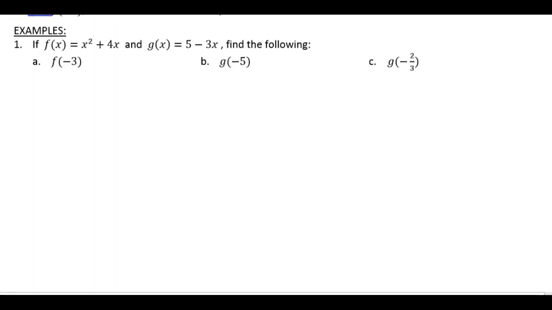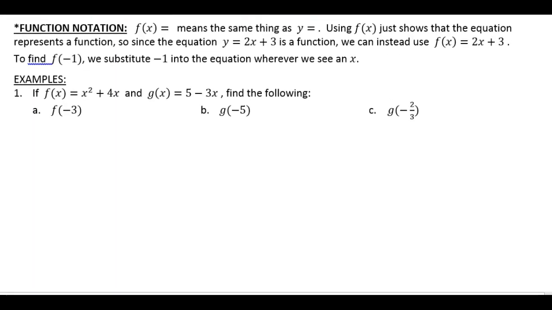Last thing is function notation. If you've been in pre-cal, you've seen this, maybe even in algebra 2. Shouldn't be too bad. If f of x is x squared plus 4x and g of x is 5 minus 3x, then find the following. So A says find f of negative 3. So that means I just focus on this first equation, and that's it. All right, and negative 3 means I plug that in for x.